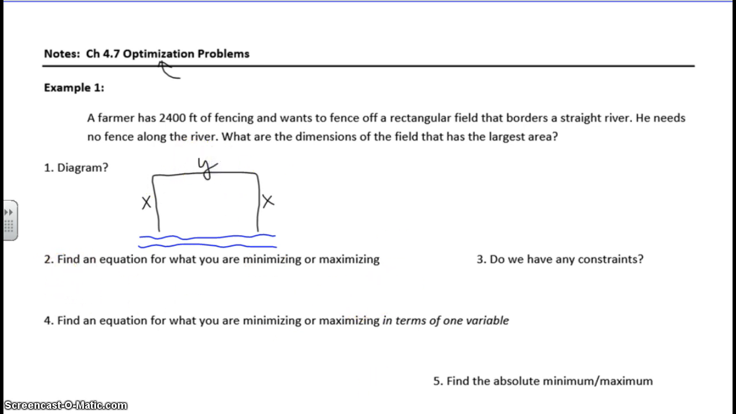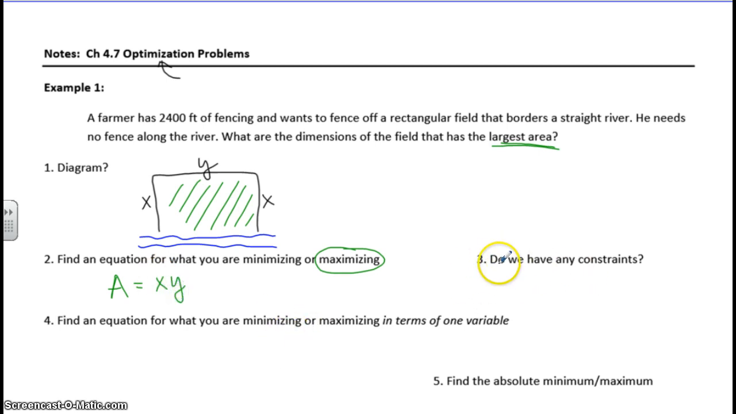The second thing you're going to do is identify what it is that you are actually optimizing. Are you minimizing or maximizing here? Well, in this case, it's usually in the question: what are the dimensions of the field that has the largest area? So what we want to do here is maximize this area. So we want to maximize the area of a rectangle, which is going to be x times y.